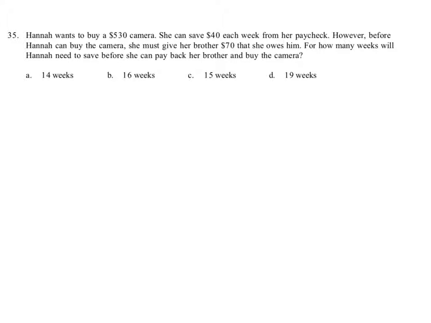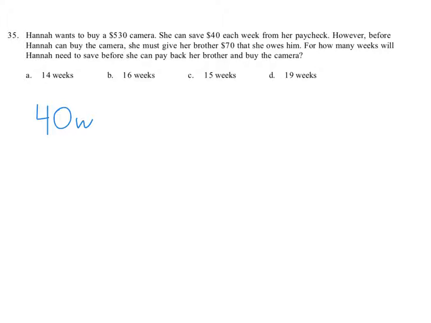All right, Hannah wants to buy a $530 camera, and she can save $40 each week. So we already know, since she's doing it per week, we're going to have $40 times the number of weeks, right? If she's doing this week after week, we're going to have that be the coefficient. Okay, she can save $40 each week from her paycheck.